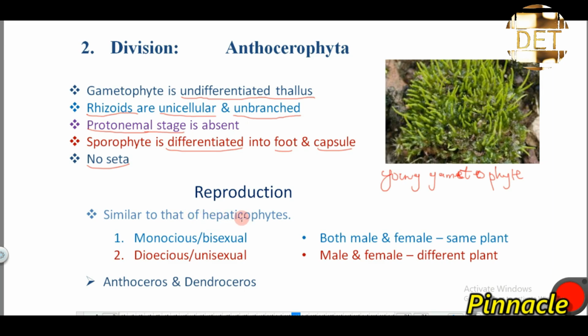Asexual reproduction can occur by fragmentation. Sexual reproduction can be monoecious or dioecious, and you know what this means. If both male and female parts are found on one gametophyte plant, it is said to be monoecious or bisexual. If they are found on separate plants, it is referred to as dioecious or unisexual. Examples of Anthocerotophytes are Anthoceros and Dendroceros.